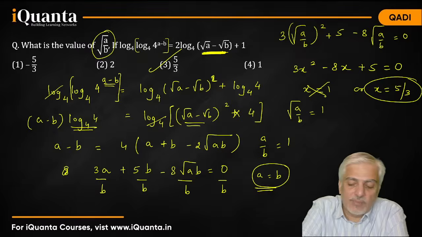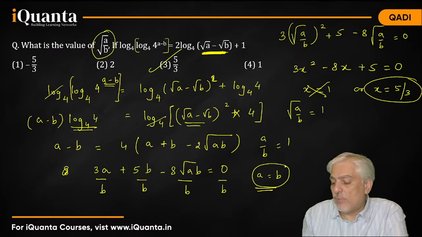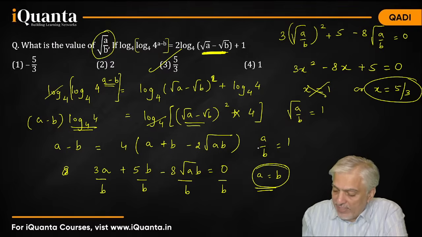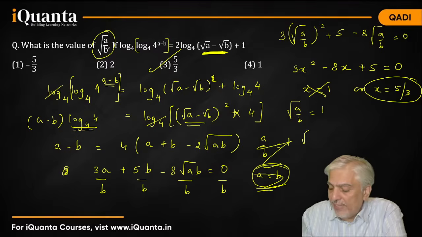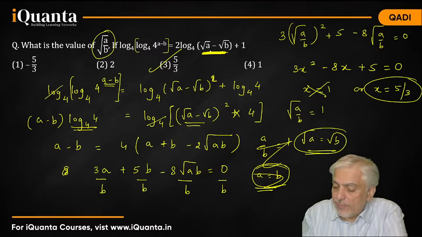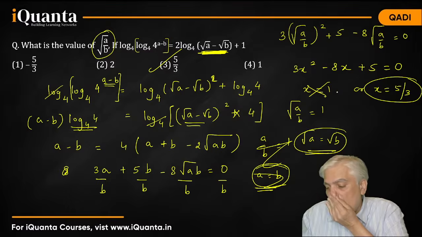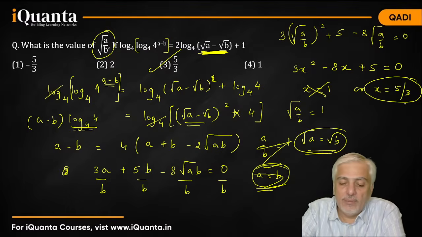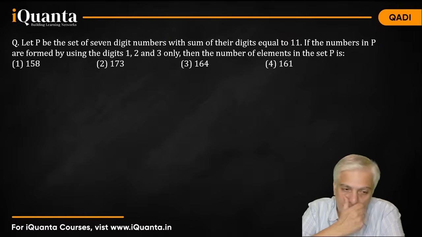Why not 1? Can you explain one more time? If it is 1, then we are getting a is equal to b, or even if I just write it like this, root a is equal to root b. And if root a is equal to root b, this bracket will become 0. And log of 0 is not valid, and that is why this is not possible. Clear? Chalo, let's go to the next one.